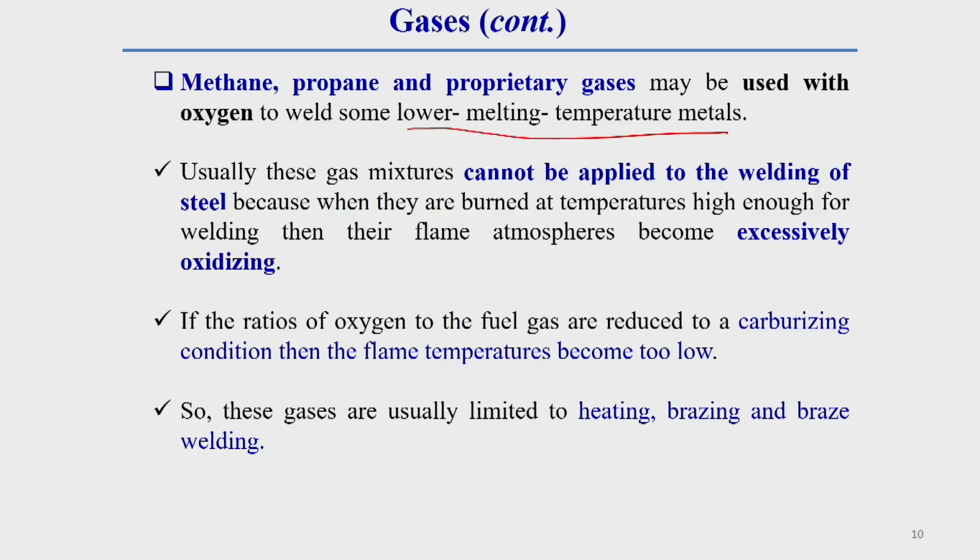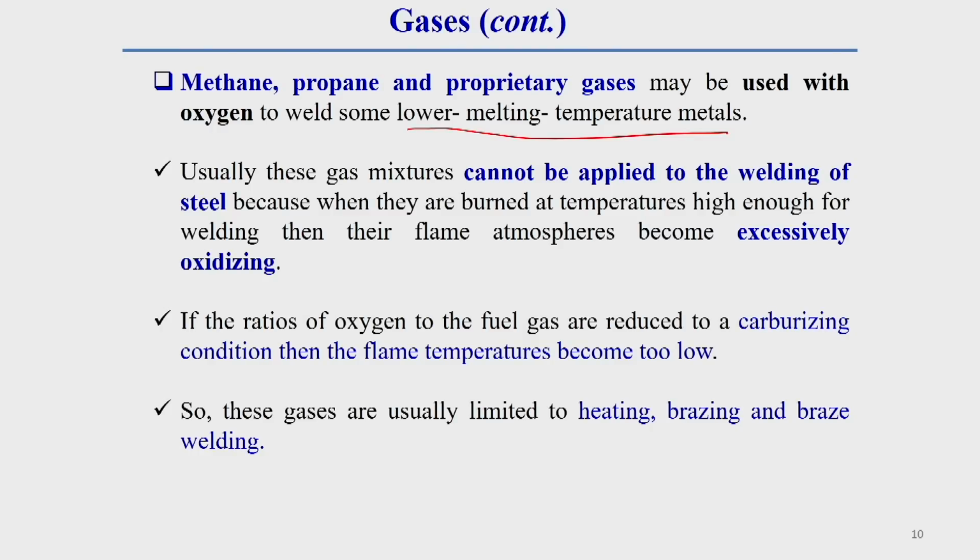And if we adjust this oxy-fuel flame to a reducing characteristic, its temperature is not sufficient to weld steel. That means the carburizing flame we get from this fuel gas is not sufficient to weld steel pipe, because its temperature is not that high. For that reason, these gases have limited application, especially in heating, brazing and, to some extent, braze welding.